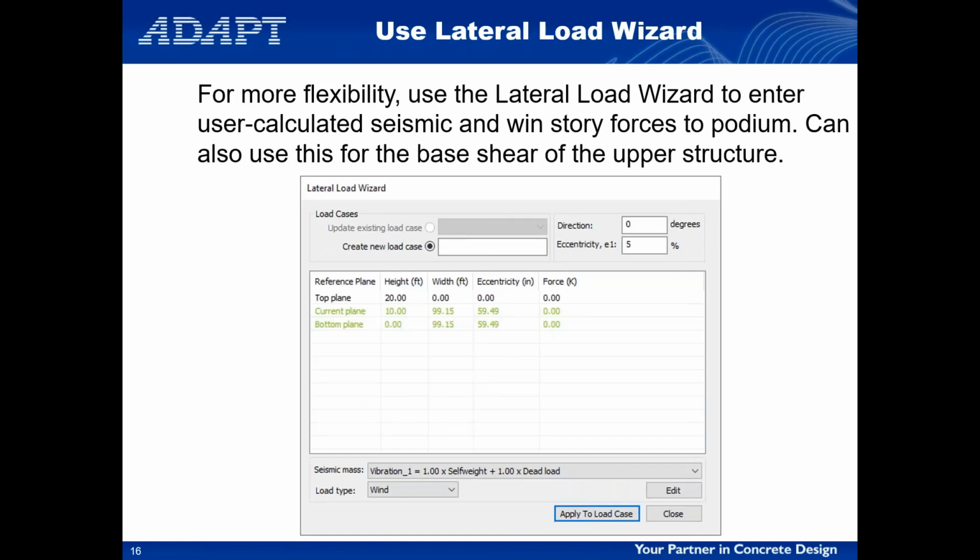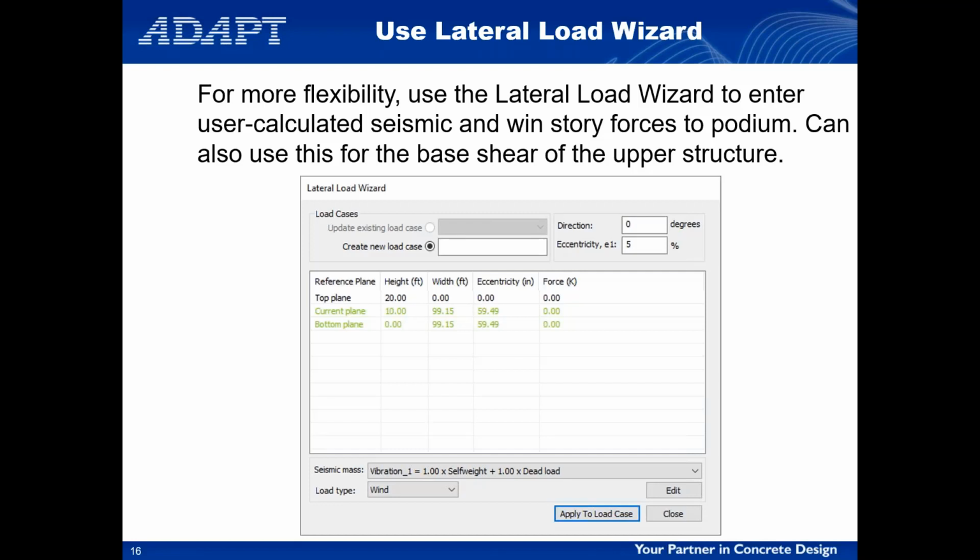Should you need to have an even more flexible application of loads, you can also use the lateral load wizard. So this can be used to define any wind or seismic load, lateral load type. These all get classified as those building loads, and you see at the bottom left there's an option that says load type wind, and you can also switch it to seismic.